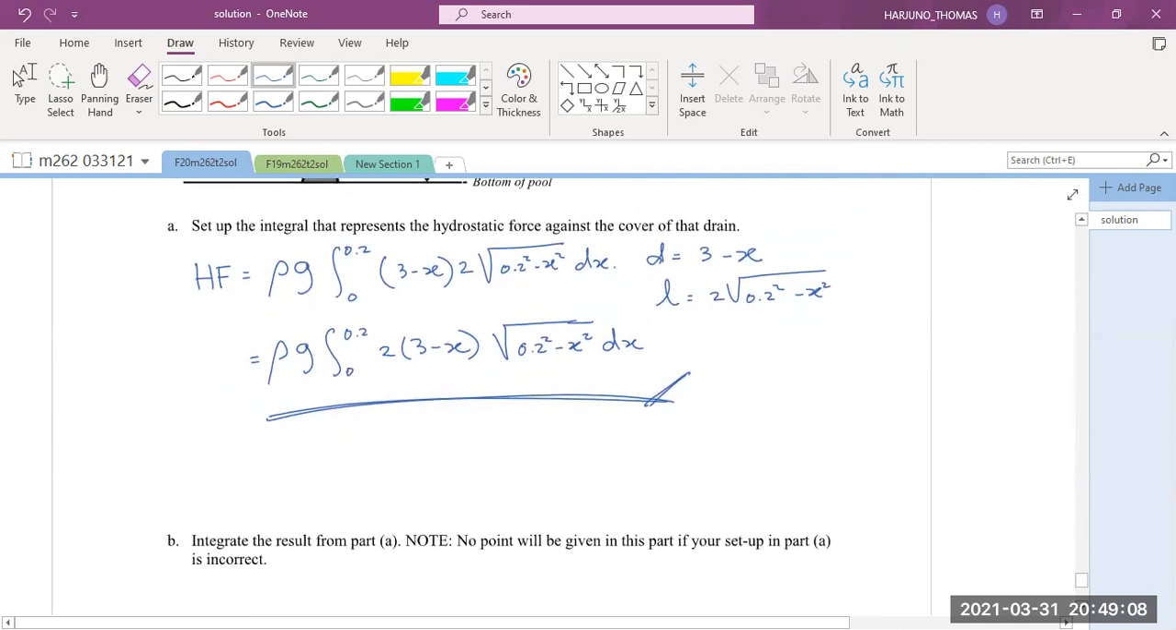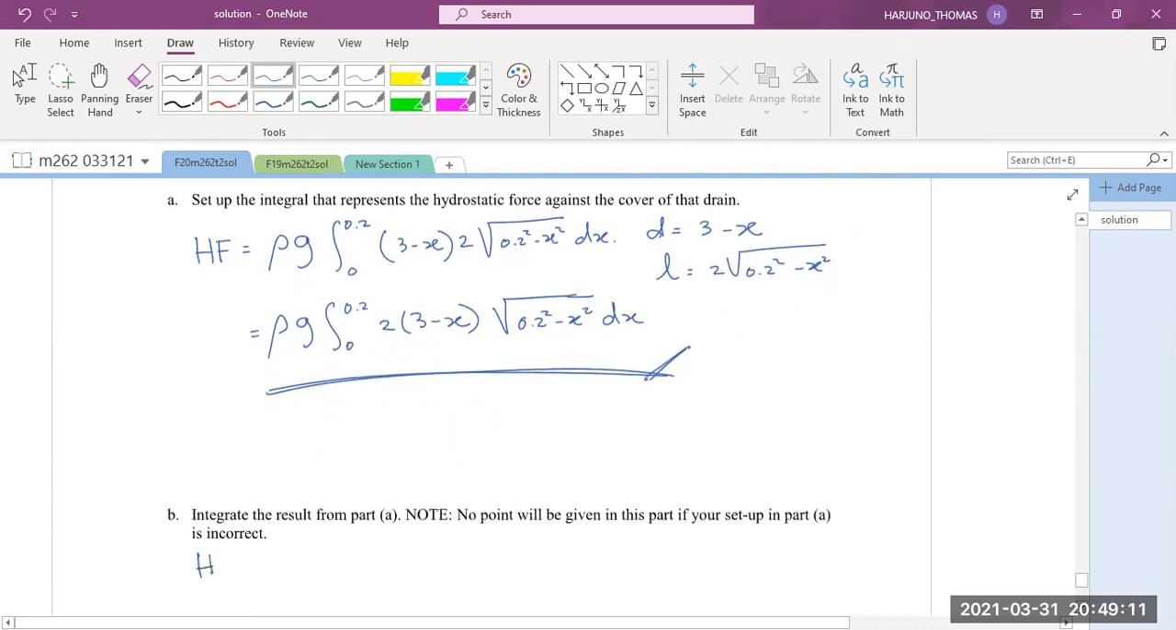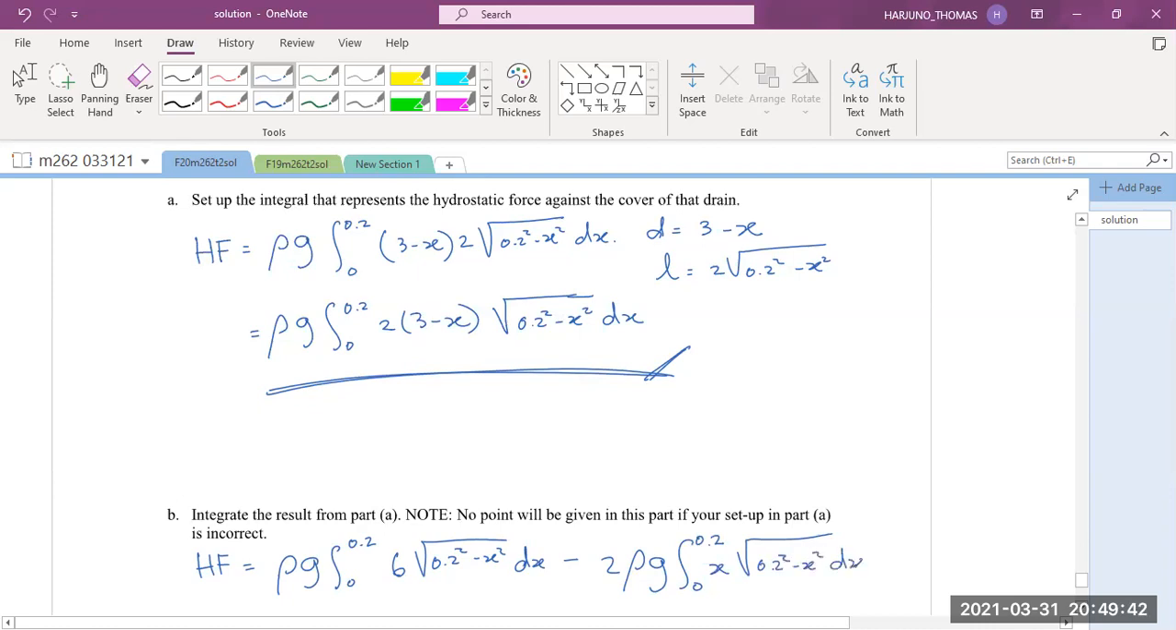And how to integrate. That's rho g integral from 0 to 0.2 of 6 times square root of 0.2 squared minus x squared dx, minus 2 rho g integral 0 to 0.2 of x times square root of 0.2 squared minus x squared dx.